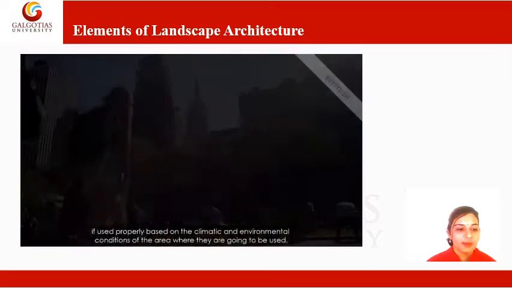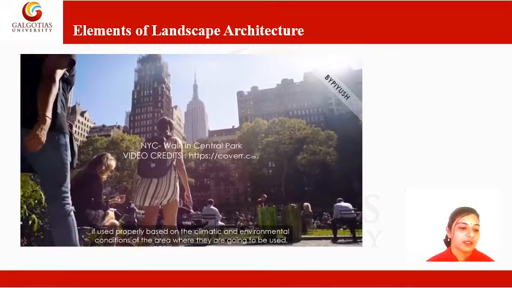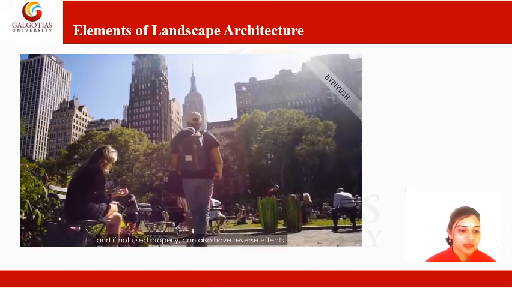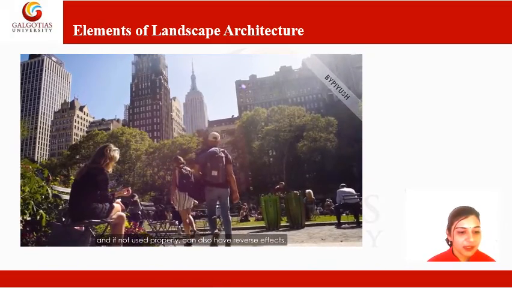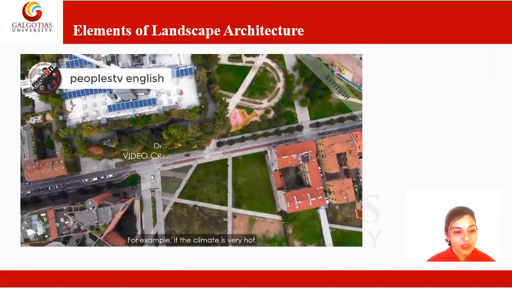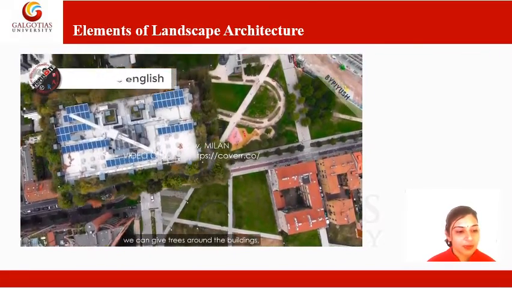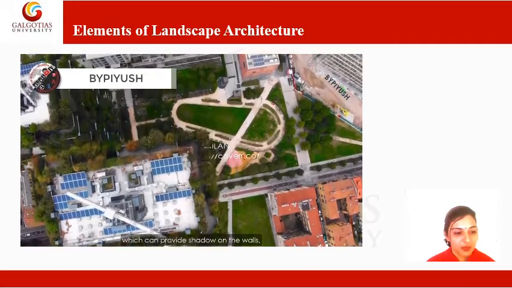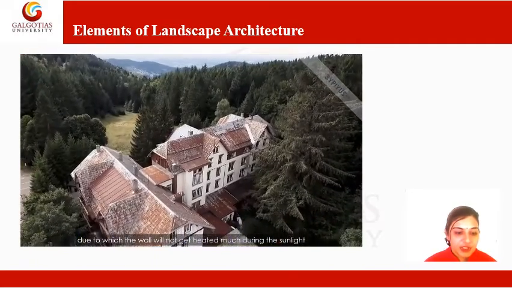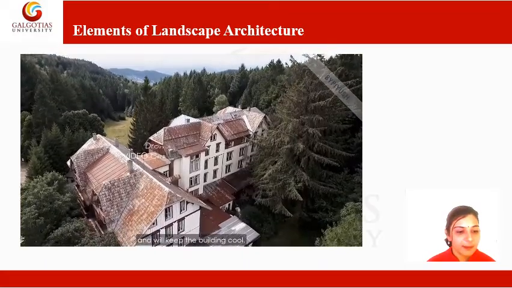If used properly, based on the climatic and environmental conditions of the area where they are going to be used, they give the best results, and if not used properly, they can have the reverse effect. For example, if the climate is very hot, we can plant trees around the buildings which provide shadow on the walls, due to which the walls will not get heated much during sunlight and will keep the building cool.